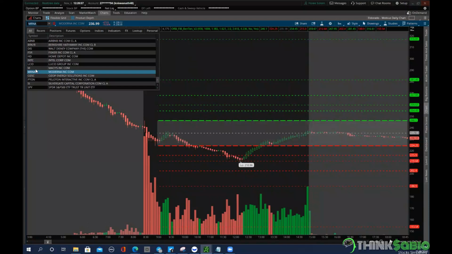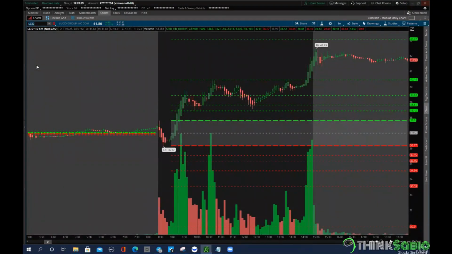We can just look at Lucid, for example. Yesterday, when I was looking at Lucid, I noticed first there is huge volume here, and it's breaking out of the ORB. I took a position, and then I rode it all the way to here. What I thought was once it breaches 41, Lucid will just go ballistic. I think it crossed it at the end of the day, but still it managed to hit 42.43.